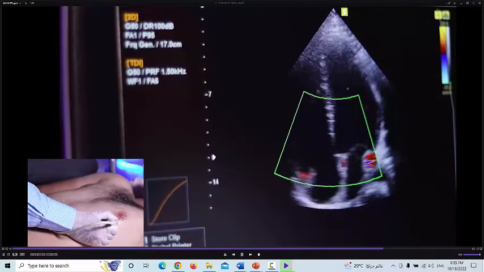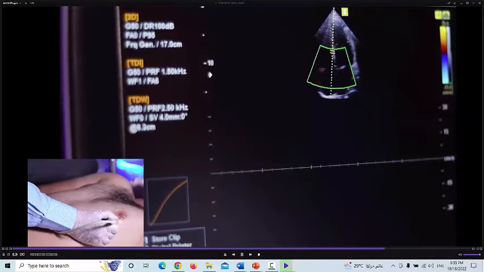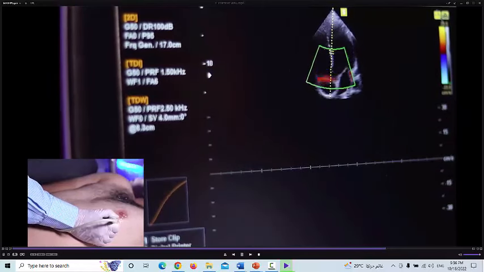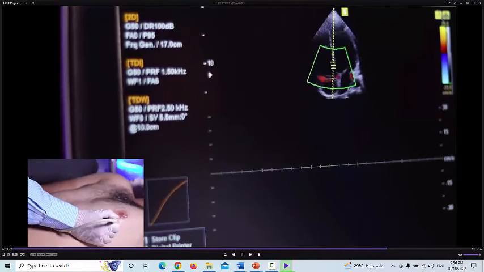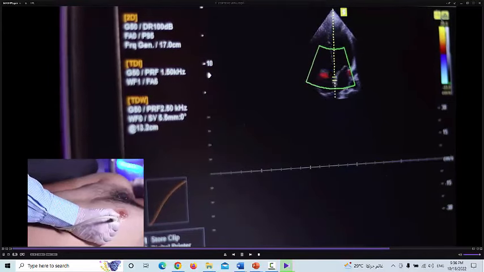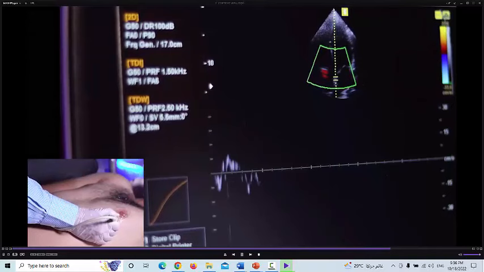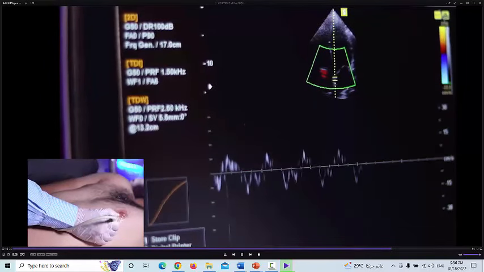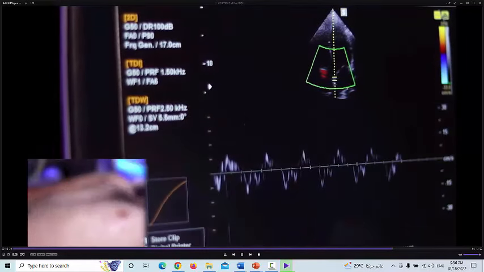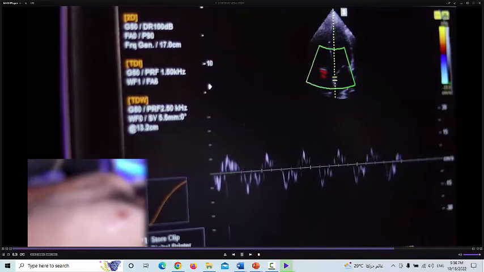I will put the tissue Doppler here. After that, pulsed wave Doppler. I will increase the size of pulsed wave to 5.5. I will put the pulsed wave at the septal mitral valve annulus. And as you see, this is the tissue Doppler of the septal mitral valve annulus.